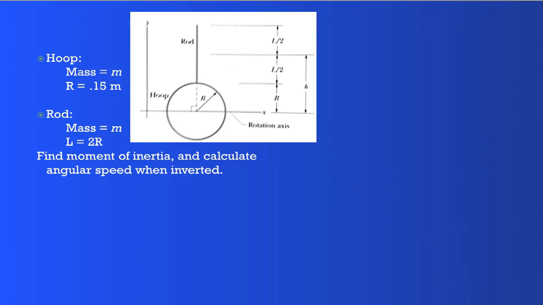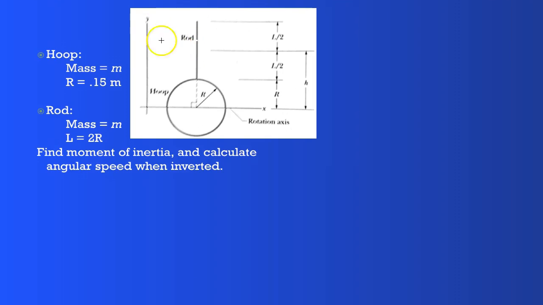Okay, so we have a system here in which we have a rod and a hoop that are attached at an axis, so they're going to rotate about this x-axis. So you can imagine it like this fixture that's going to fall forward. If this is the x and y plane, it's going to rotate in this z plane around this x-axis. It's going to fall forward, and we want to find out how fast it's moving when it flips over.